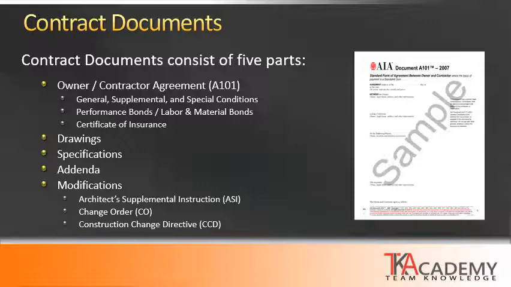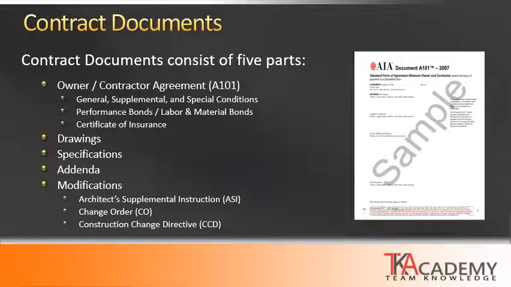The AIA produces a standard form. It's A101, which is a standard form agreement between owner and contractor. This is one example. It's very common in the industry, but AIA publishes many other ones as well, whether it's design build, small project, sustainability project, CMGC, and so on. So that is part of the written agreement, and it consists of different parts.